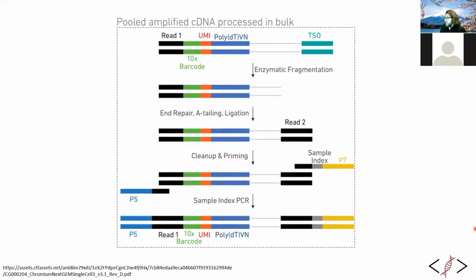So this is getting ready to sequence. Basically, all you're going to do is get rid of this TSO, attach your adapters for whatever sequencing protocol you're using. And you also add these P7 and P5 adapters that are for the actual sequencing machine itself. And then the last bit here is the sample index. So this is an 8 nucleotide barcode that tells you what biological sample this originated from. And so if you had, for example, 20 patients, this might be the patient barcode. But this is really just a way that you can differentiate between your samples.